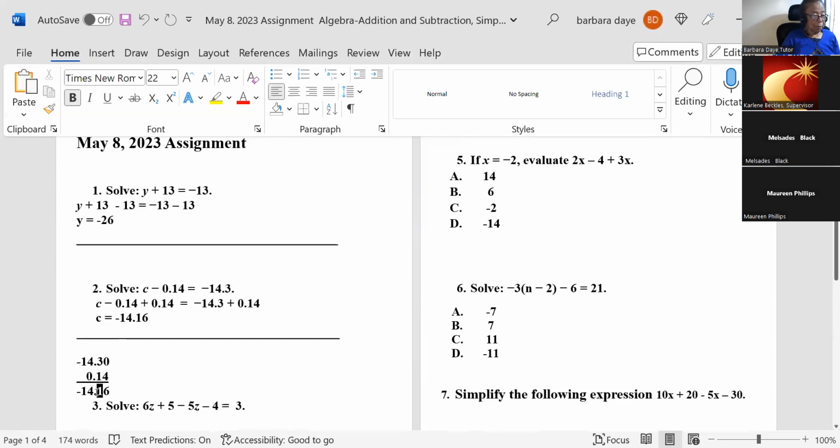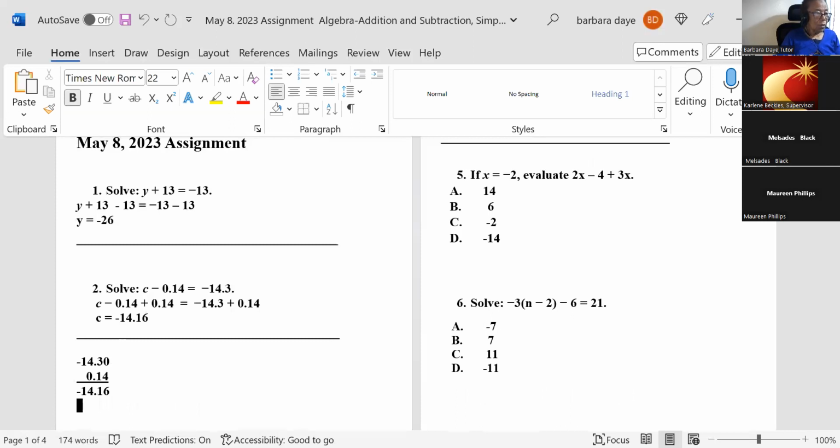So if you were doing it by lining up and subtraction, this is the way you would do it. Subtract the decimal from the decimal. But you put a 0 here because you had 2 places here, right? So you have 2 places after the decimal point, you just put a 0. 14.3 is the same as 14.30. Got it? Okay, so that's your answer. Let me put the answer here. Questions on number 2?